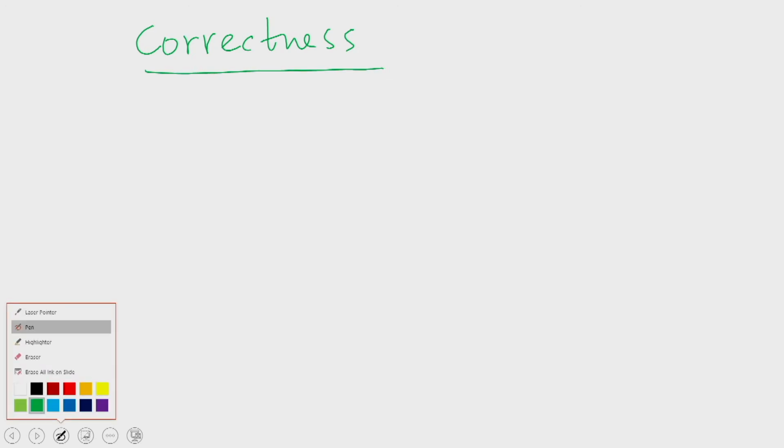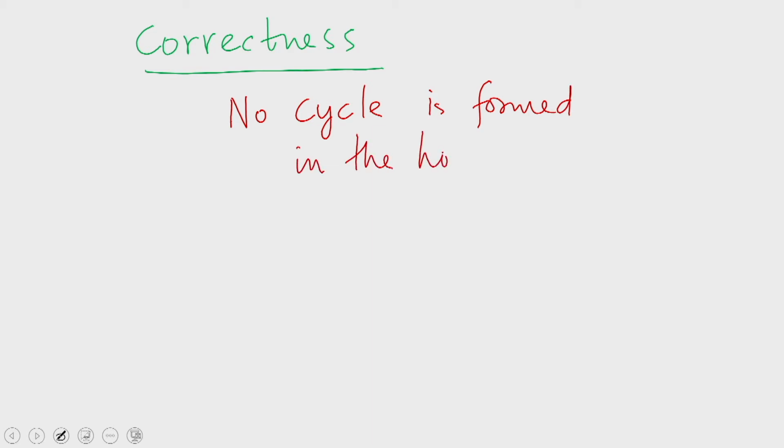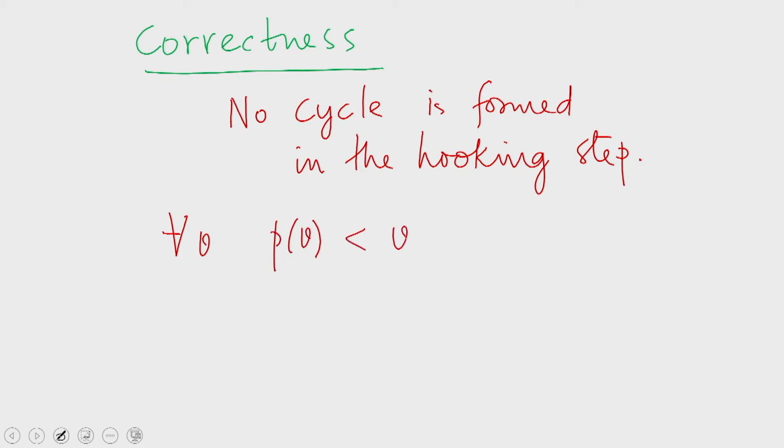So, the correctness of the algorithm is easy to see. The correctness depends on the fact that no cycle is formed in the hooking step. This is because for all v, P of v is always less than v or less than or equal to v.